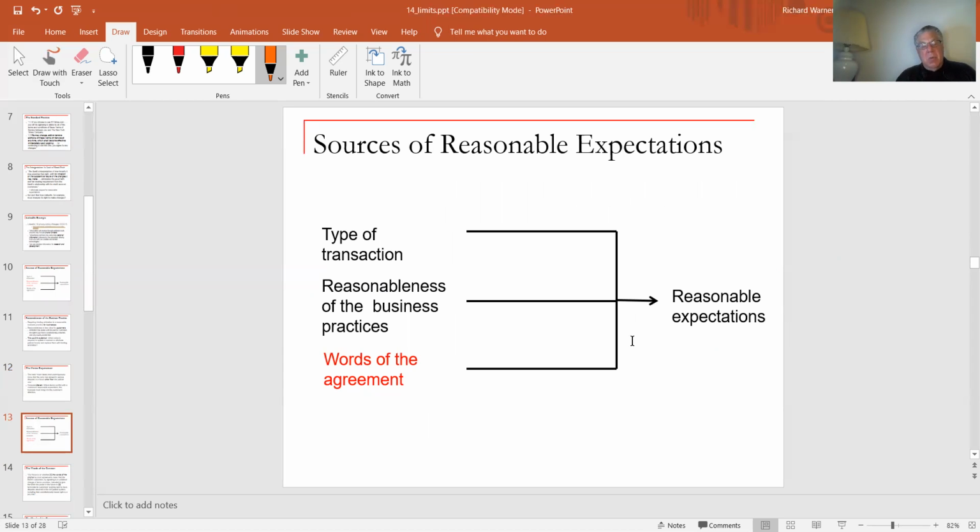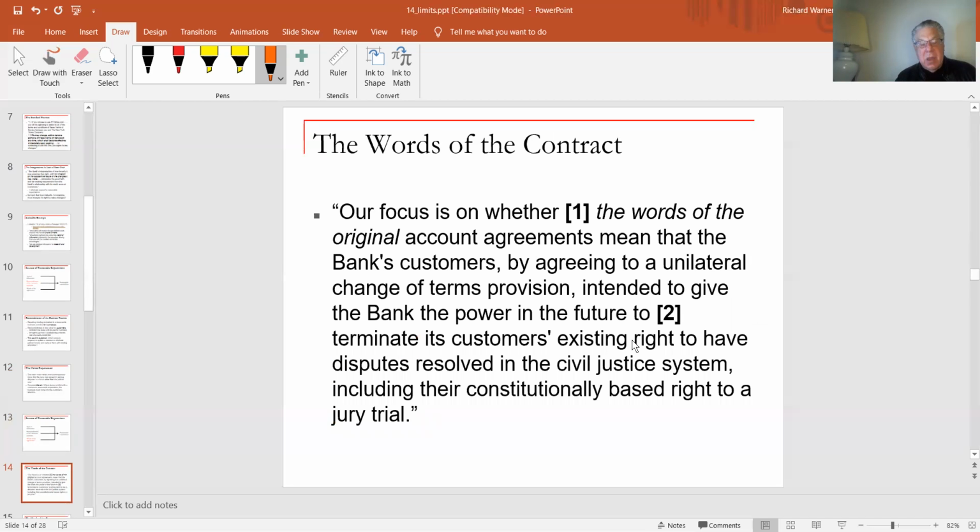So let's turn to the words of the agreement. That's the last part of our test. Type of transaction favors finding a breach of the obligation of good faith and fair dealing, or lack of reasonableness. Our second test, reasonableness of the business practice, turns out that this court says, well, you failed the notice requirement that would be needed for the kind of major change you want to make, so that counts against the bank too. And then the words of the contract.